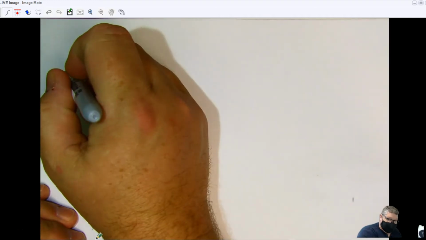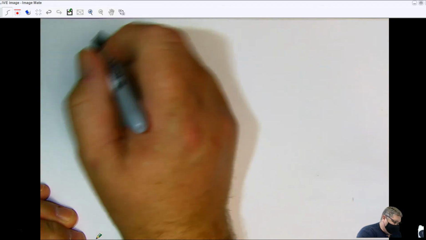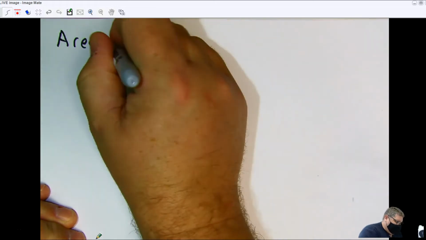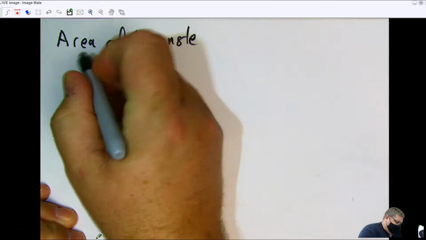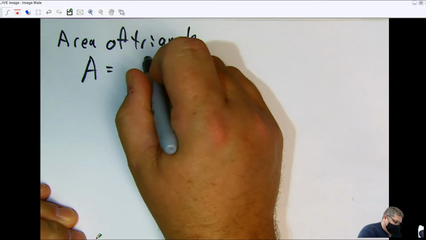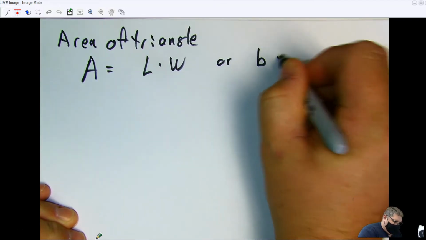Okay, ladies and gentlemen, let's take a look at the various areas of a triangle. So we have area of triangle. Now, for the area of a triangle, it's very simple. Normally, area equals length times width or base times height.